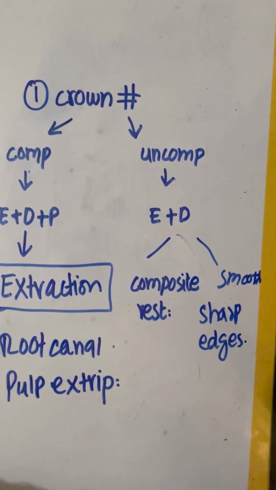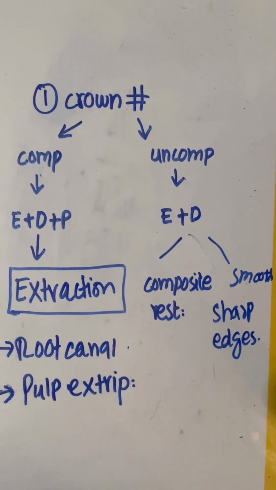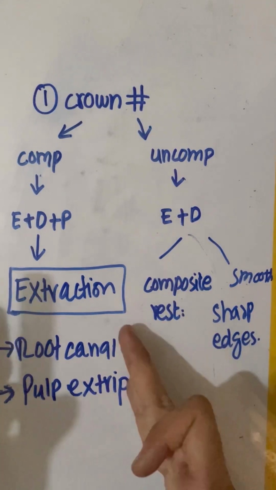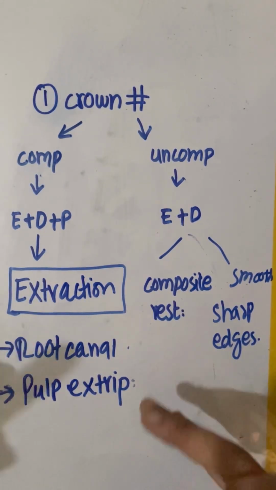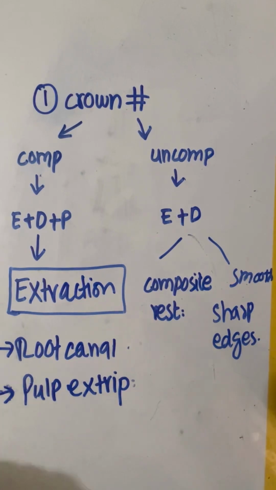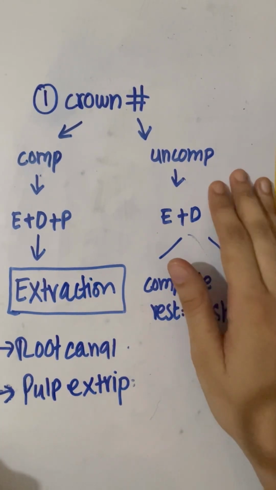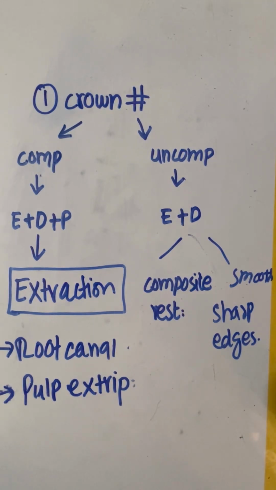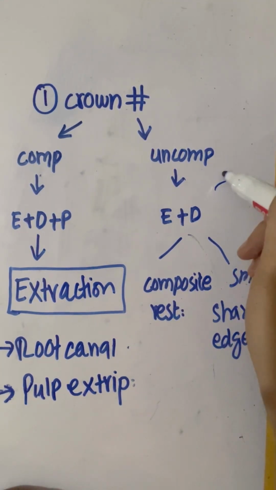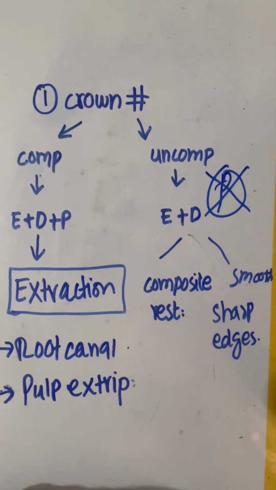So the first injury was the crown fracture, which we divided into complicated and uncomplicated. Complicated means there is involvement of enamel and dentine along with exposure of the pulp. The treatment of choice was extraction; we can also go for root canal and pulp extirpation. Uncomplicated means there is involvement of the enamel and dentine, but the pulp is not involved. Then we will opt for either composite restoration or smoothing the sharp edges. This was the first type of injury.